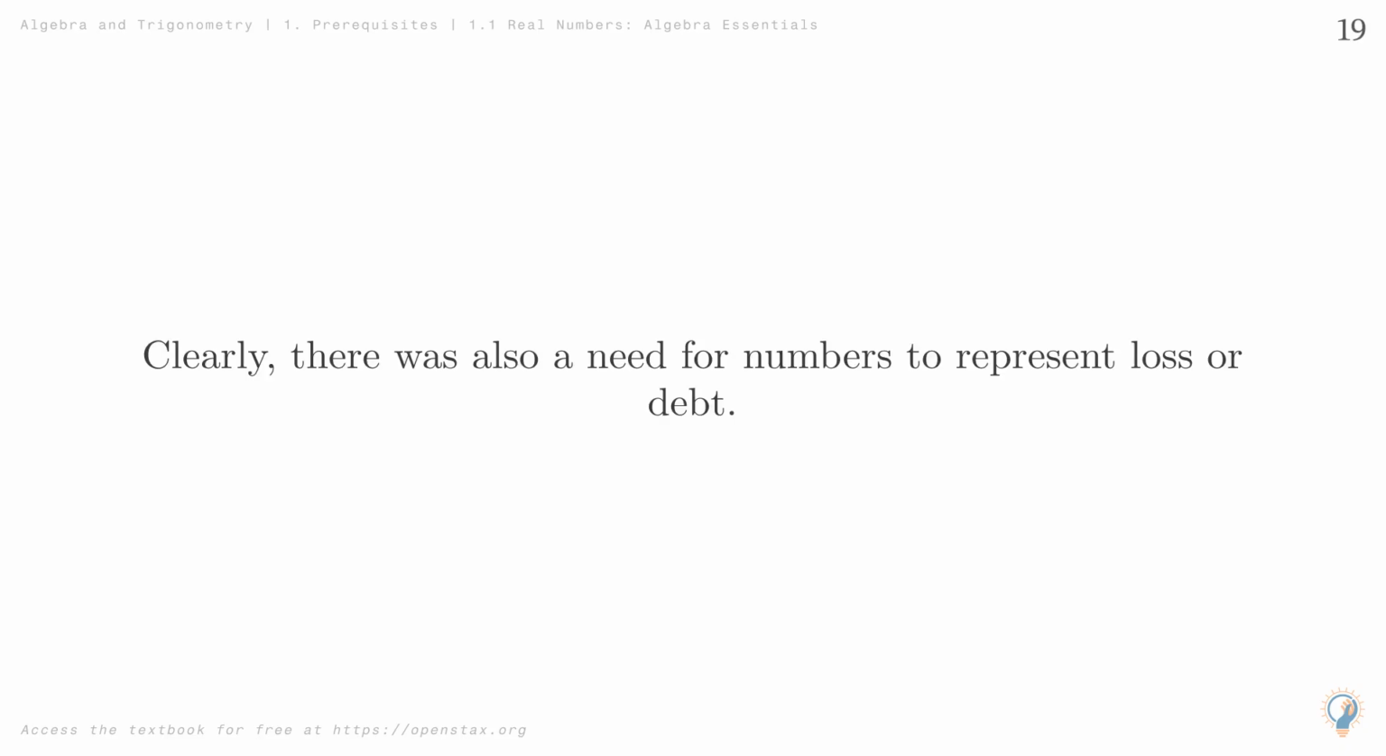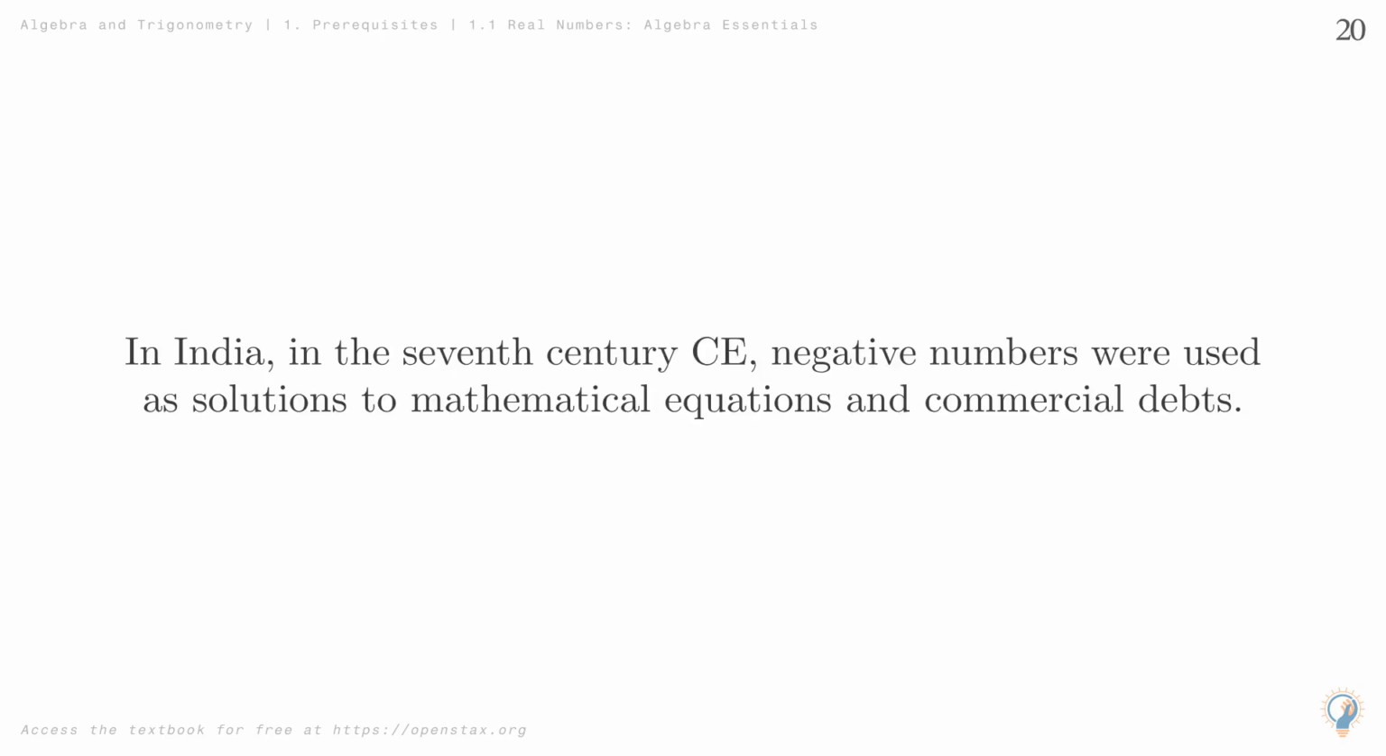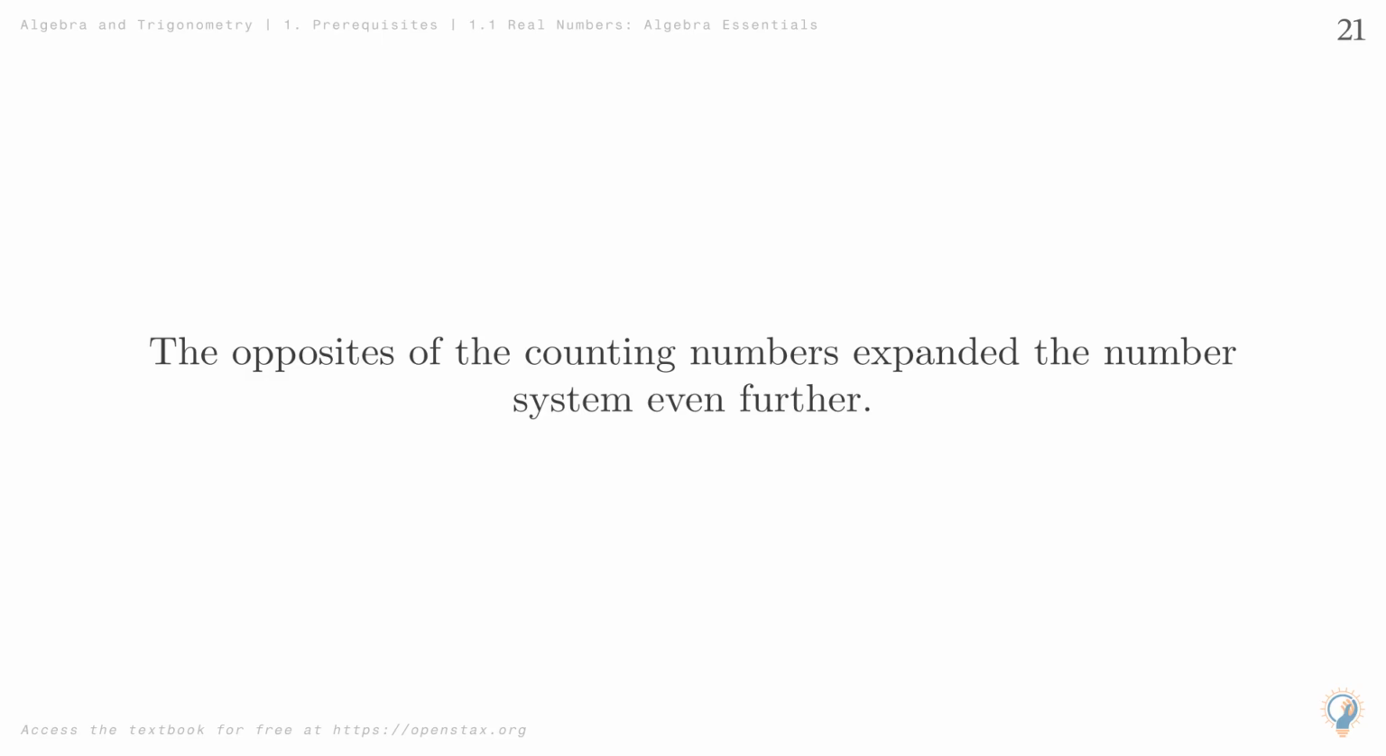Clearly, there was also a need for numbers to represent loss or debt. In India, in the 7th century CE, negative numbers were used as solutions to mathematical equations and commercial debts. The opposites of the counting numbers expanded the number system even further.